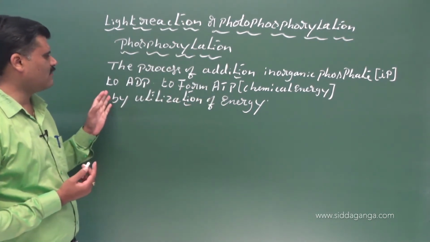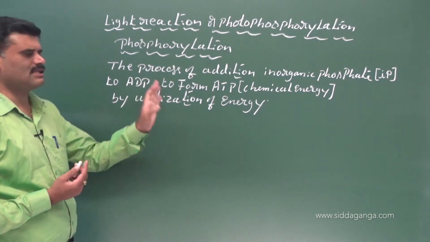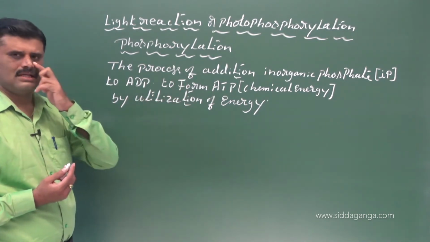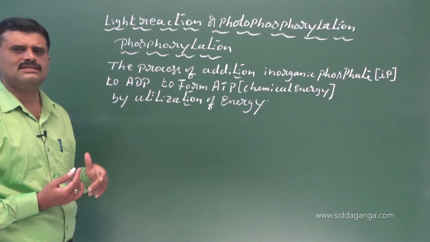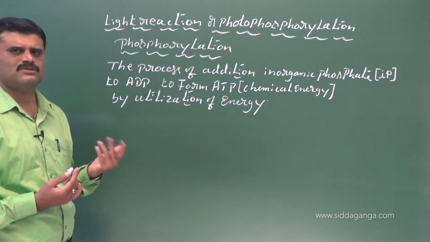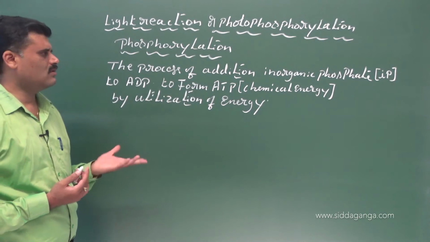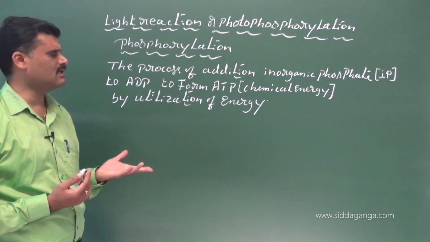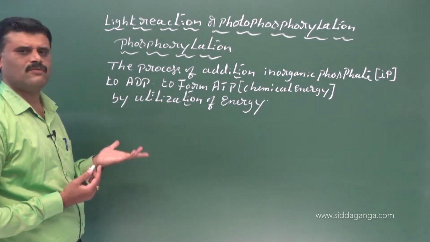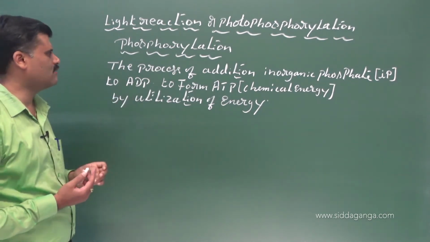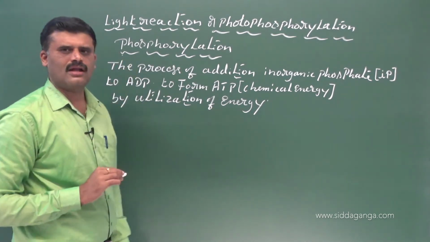But addition of inorganic phosphate to ADP requires energy, by utilization of other forms of energy, to form ATP. Energy comes in different forms: chemical energy, mechanical energy, and so on. So by utilization of energy, ATP is formed from ADP by addition of inorganic phosphate, and that process is called phosphorylation.